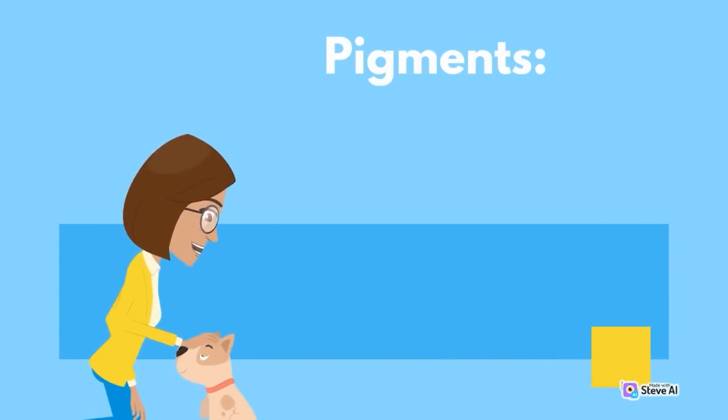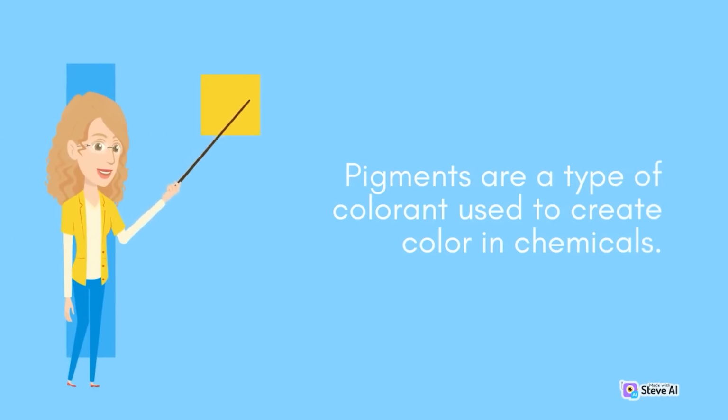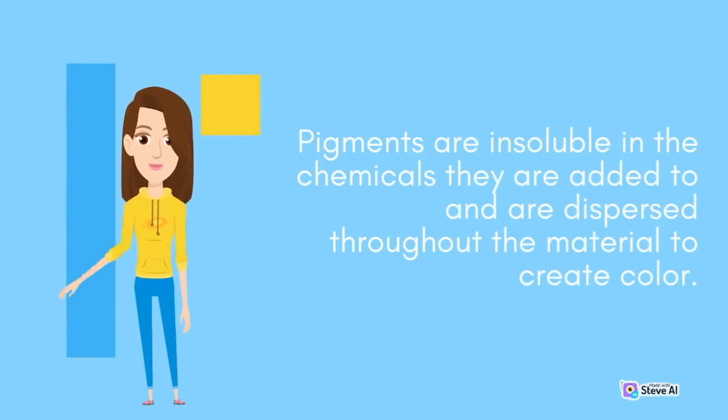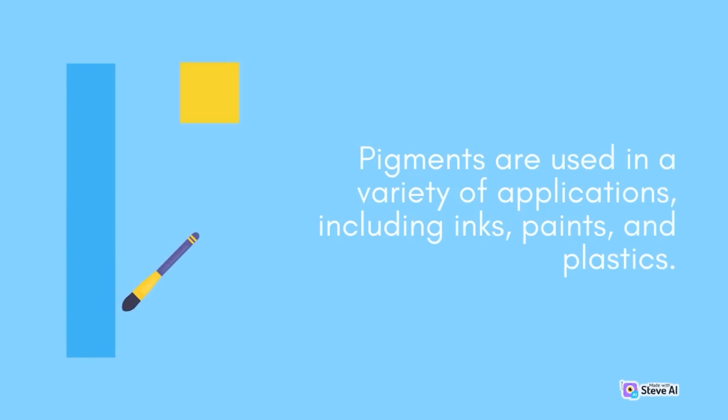Pigments. Pigments are a type of colorant used to create color in chemicals. Pigments are insoluble in the chemicals they are added to and are dispersed throughout the material to create color. Pigments are used in a variety of applications, including inks, paints, and plastics.